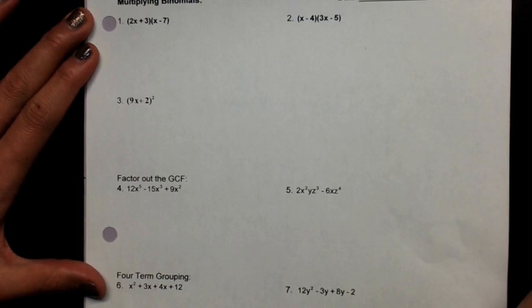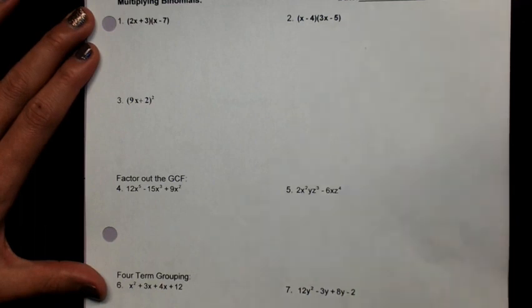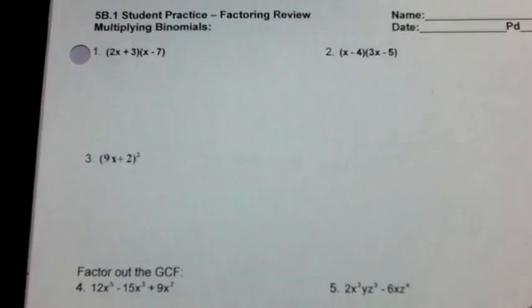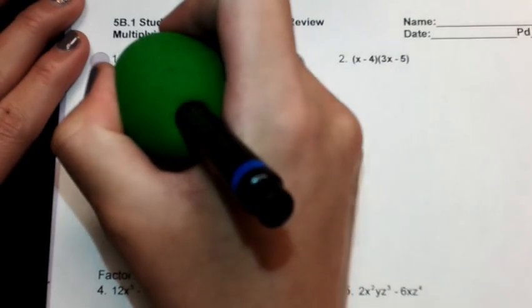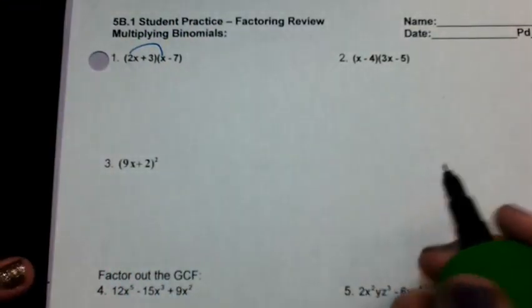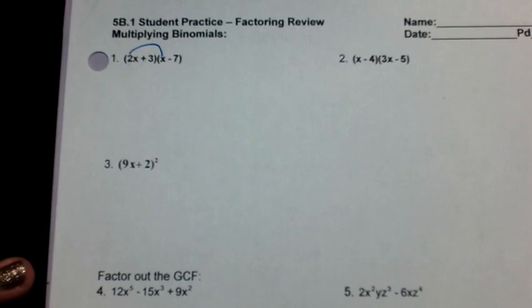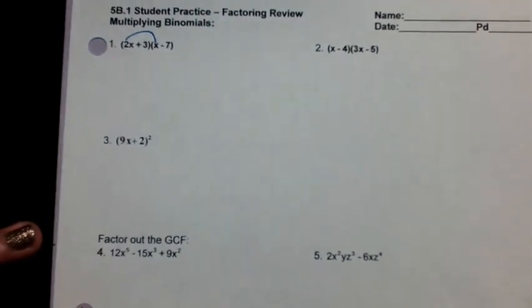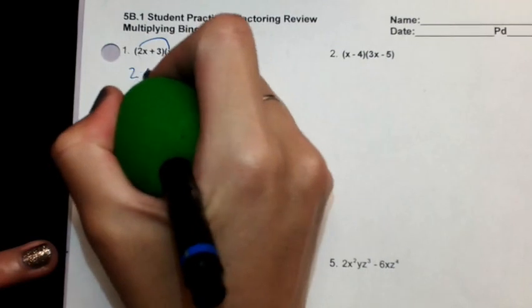Okay, some of you might like the box method, but let's graduate from that, and I'm going to show you the way that your Algebra 2 teacher next year is going to use. Okay? So let me zoom in. So we are going to double distribute. What is 2x times x? 2x squared. So we have 2x squared.